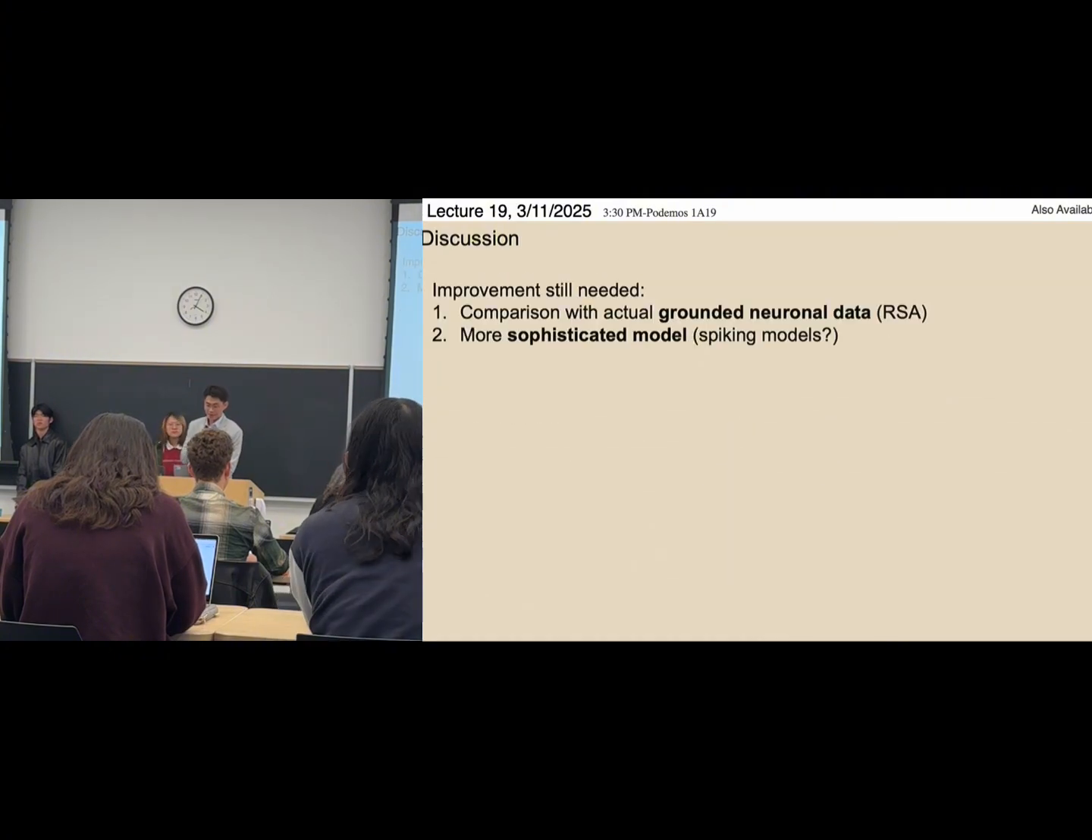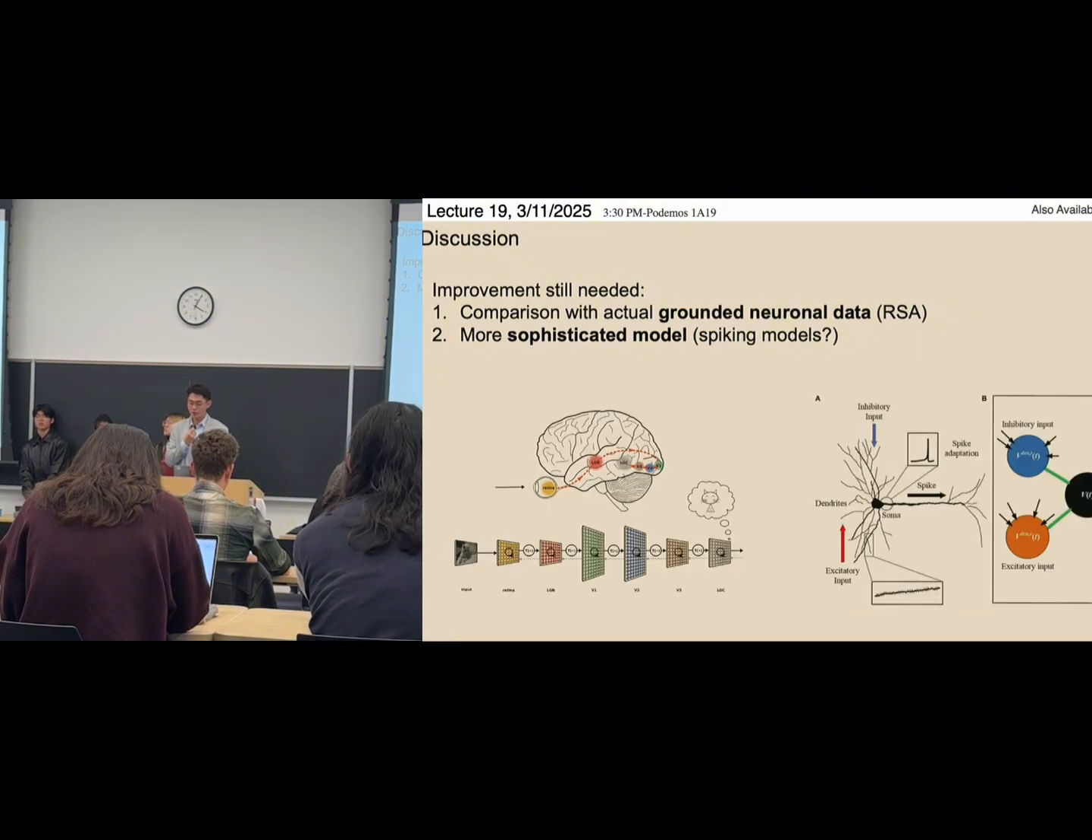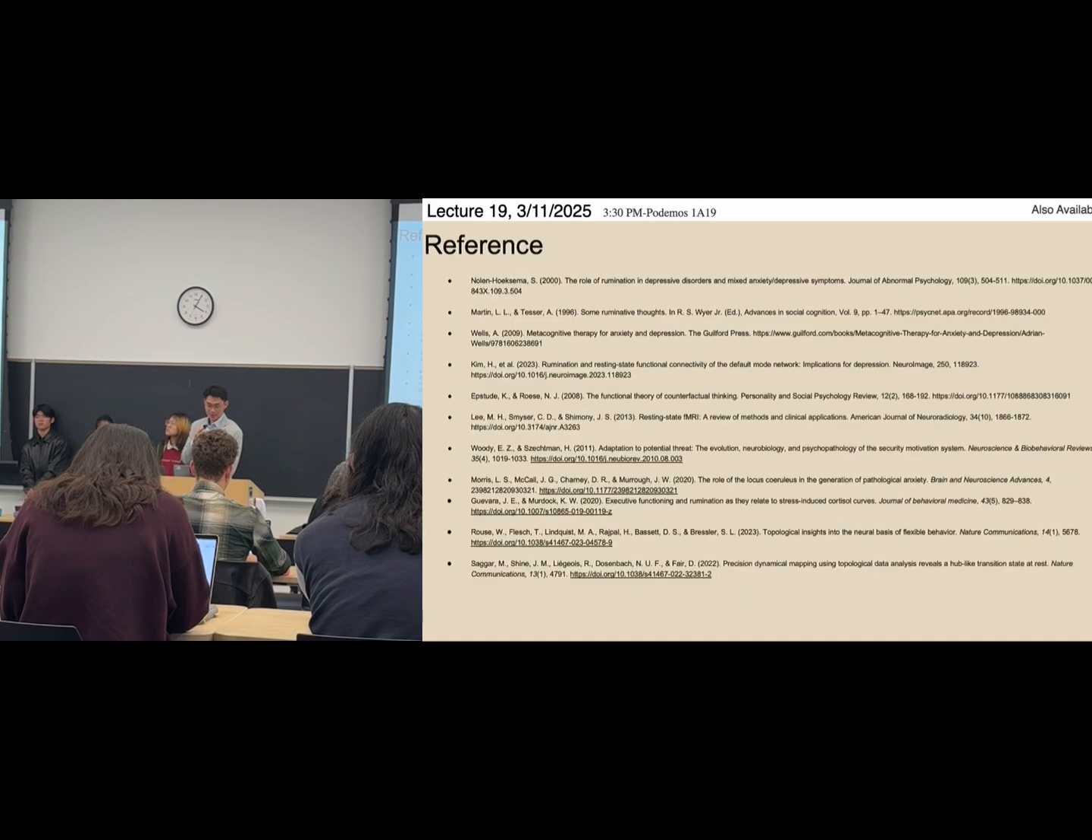At last, just some improvements. This study is for 10 weeks, so we don't have time to ground it with actual neuronal data, like RSA comparisons, but for the future, maybe we'll do that. Also, the drawbacks we discussed earlier: it's not a spiking model, so maybe that's why we didn't recreate the inverted U-curve, but we can use more sophisticated models in the future. And yeah, this is basically it.